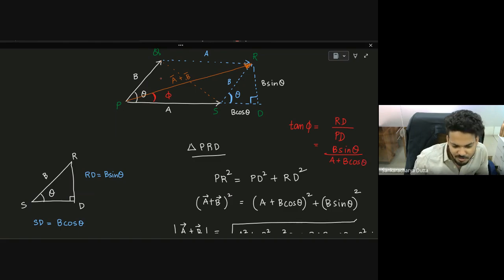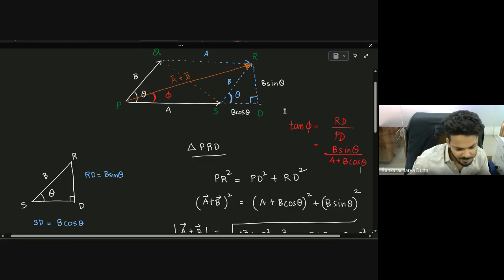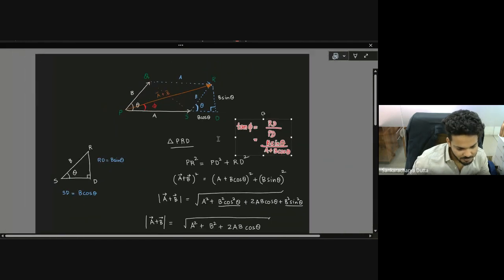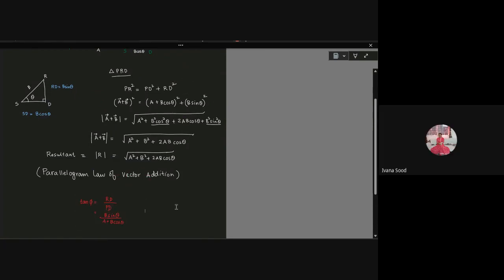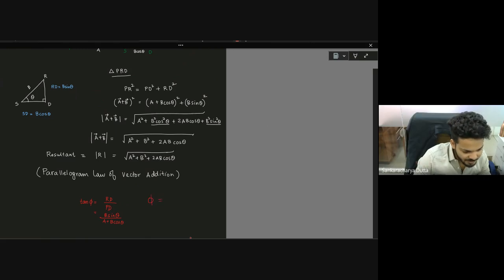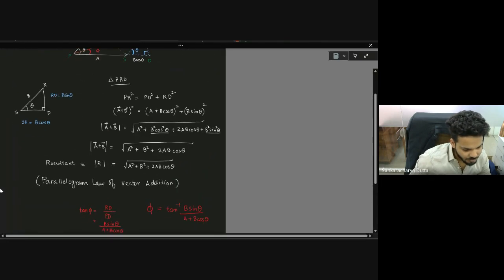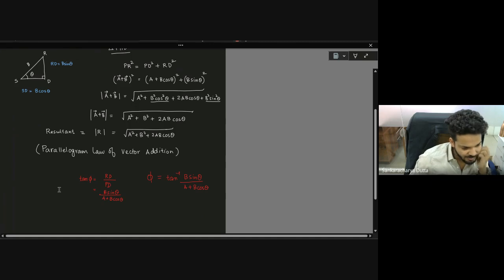Usually they do not ask tan phi, but if they do, this is what you have to do. I'm going to put it at the bottom. Then if we have to find phi, we'll again use the tan inverse. Phi would be tan inverse of B sin theta by A plus B cos theta. I hope this makes sense. Please let me know if you have any doubts.